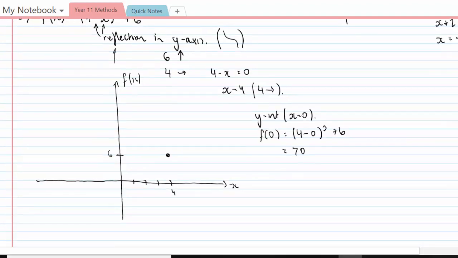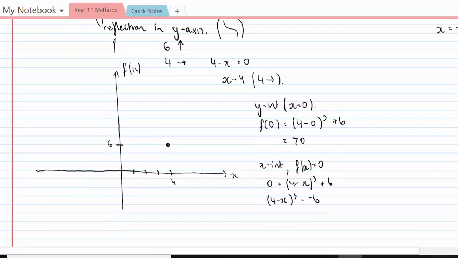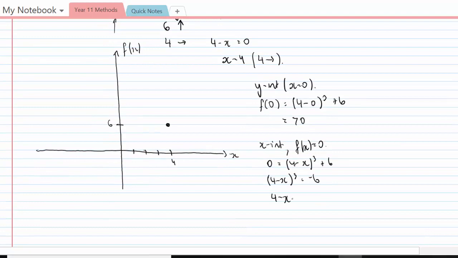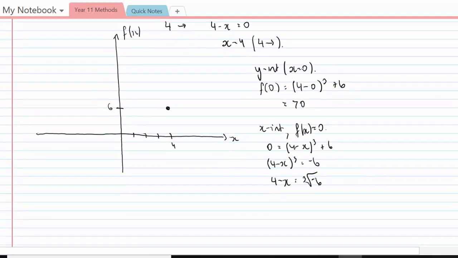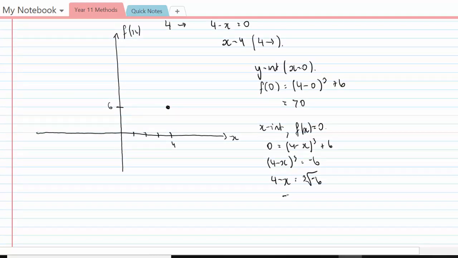Okay? And the x-intercept, we make f of x equals 0. So 0 equals (4 minus x) cubed plus 6. Taking away 6 on both sides gives us (4 minus x) cubed equals negative 6. Taking the cube root gives 4 minus x equals the cube root of negative 6. And then taking away 4 leaves us negative x. Rather than taking away 4, what I might do is add x, and I'll take away the cube root of negative 6. So 4 minus the cube root of negative 6 equals x.